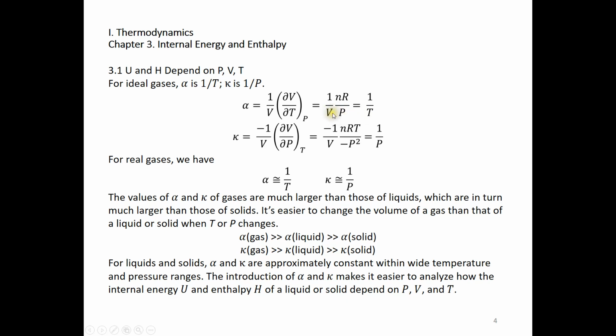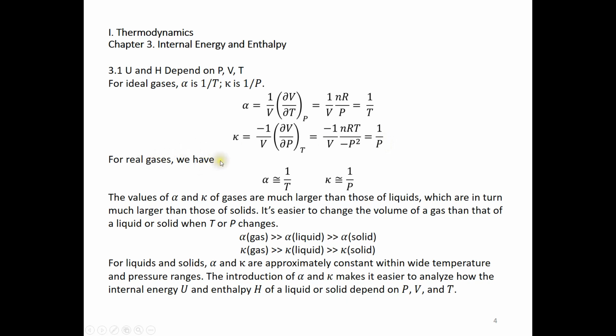Because PV equals nRT. Kappa is negative 1 over V times delta V over delta P. Now here we need to take the first derivative of volume with respect to pressure. Volume is nRT over P. So its first derivative is nRT over negative P squared. And we have negative 1 over V over here. You can see kappa is simply 1 over the pressure of the ideal gas.